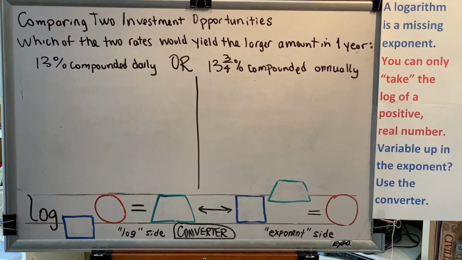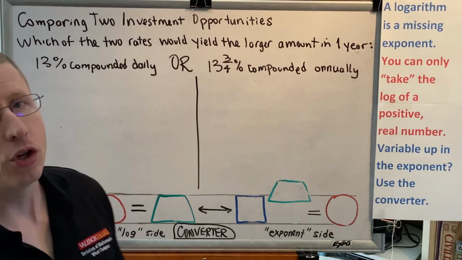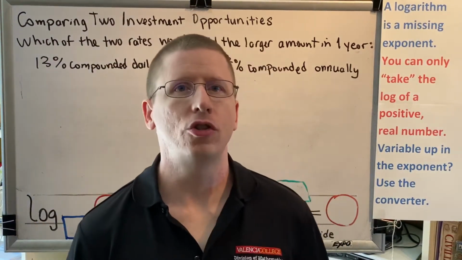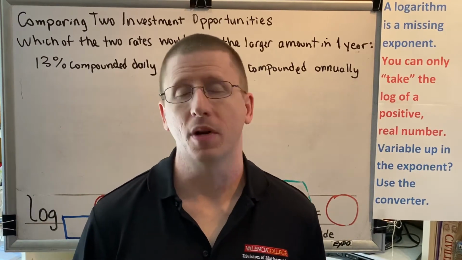The topic of this video is comparing two investment opportunities. Let's solve this problem. Which of the two rates would yield the larger amount in 1 year, 13% compounded daily or 13.75% compounded annually? Well, the first thing you want to understand about a problem like this is you don't need to know the investment amount as long as you use the same amount for both investment opportunities.